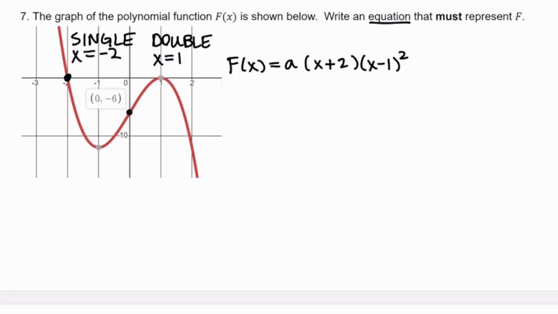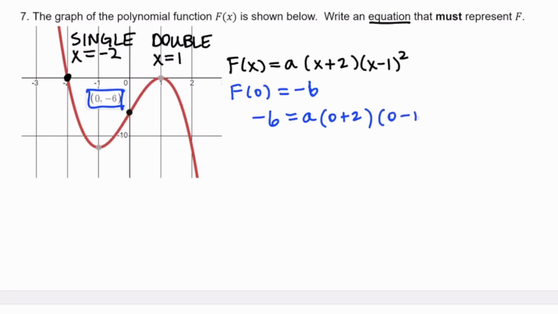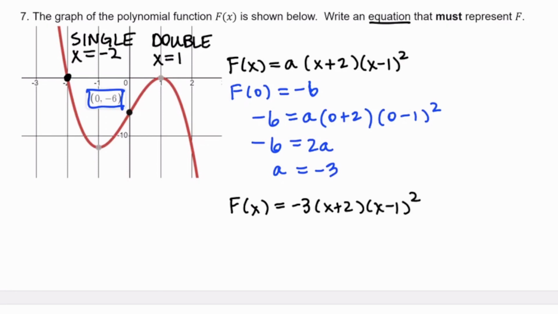Okay, then we'll use the extra piece of information we were given right here. So 0, -6. So I'm going to say f of 0 equals -6. Right? So using that, that would be -6 equaling a times 0 plus 2, because we're plugging in 0 for x and -6 for f, and 0 minus 1 squared. Okay, so -6 equals 2a times -1 squared would be +1. And that means that a equals -3, but a isn't really what we were looking for. We were looking for an equation for f. And then f of x equals -3 times x plus 2 times x minus 1 squared. And in this class, we are not going to need to distribute that out by hand.